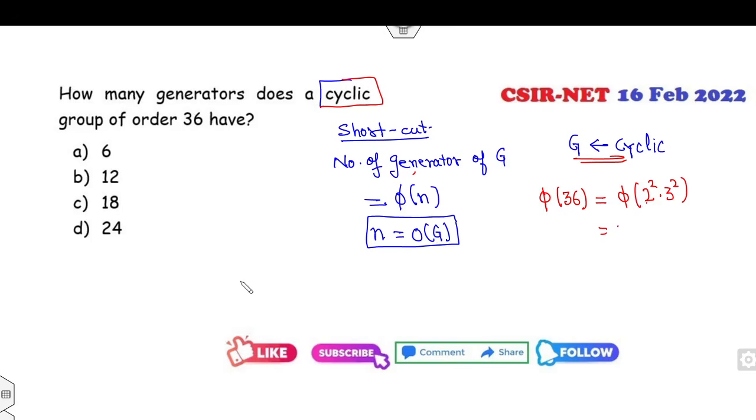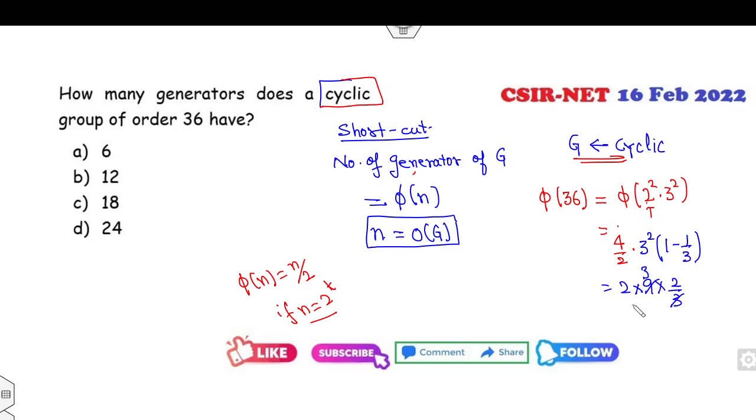As I told you, phi of 2 raised to power k is n over 2. So for this case, it is 4 over 2. And for 3 raised to power 2, I can write this as 9 times 1 minus 1 over 3. So 2 times 9 times 2 over 3, that is 2 times 6, that is 12. B is the right answer of this problem.